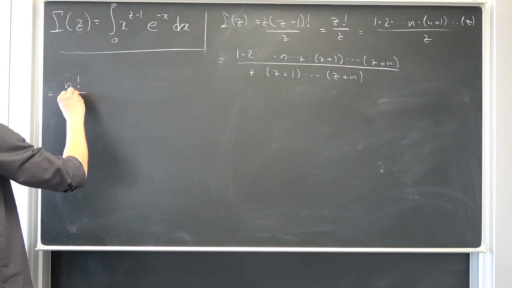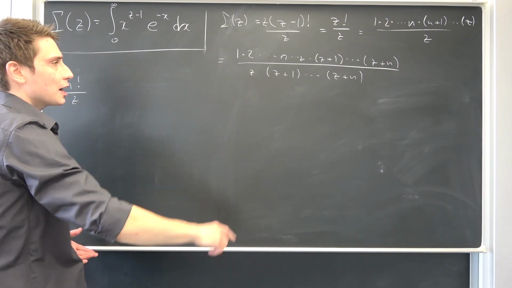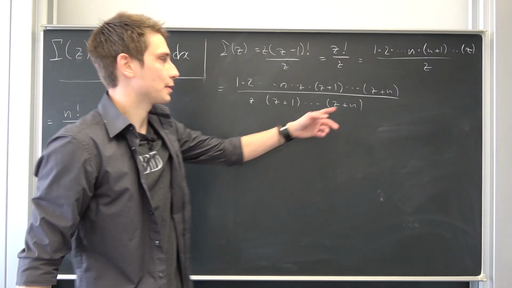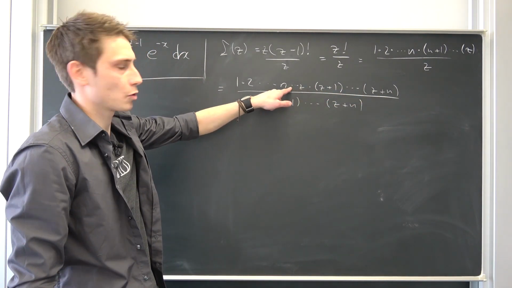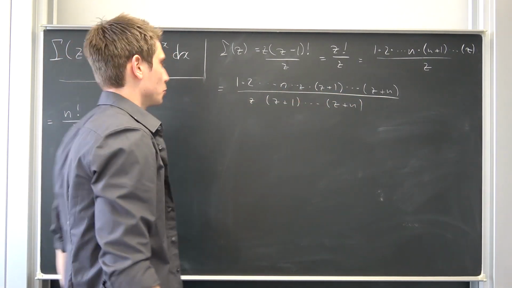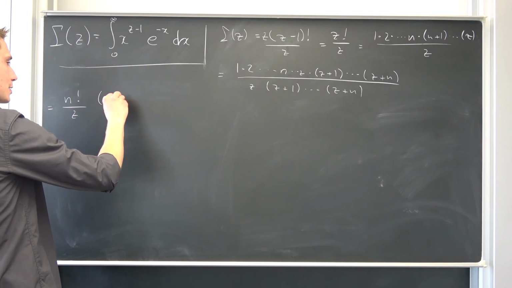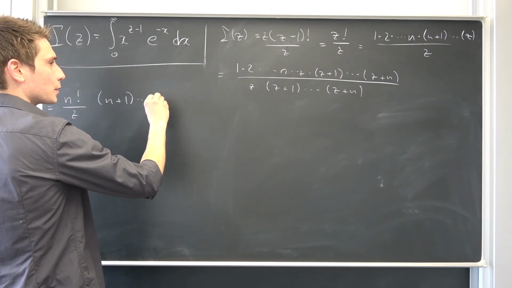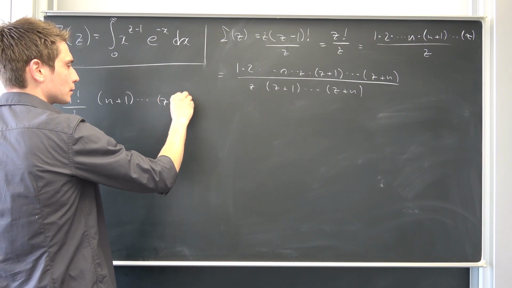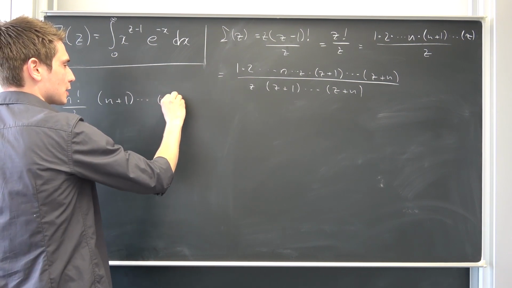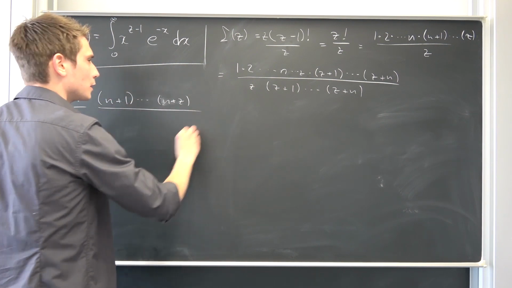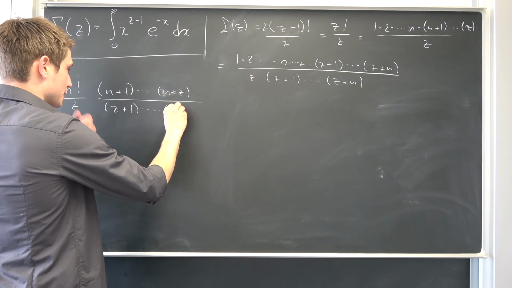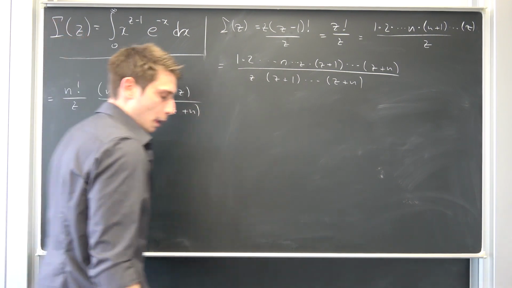We have n factorial over z, and then times z plus 1 times and so on up until z plus n, and also we have those terms from n plus 1 up until z multiplied together. So overall we have n plus 1 times n plus 2 and so on up until z plus n. Or I'm going to put it like this, n plus z, over z plus 1 times dot dot dot up until z plus n.